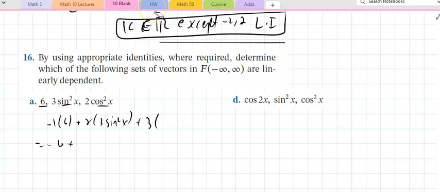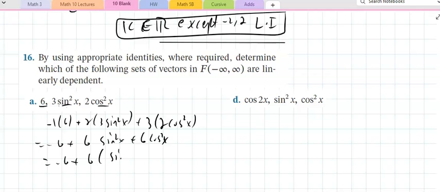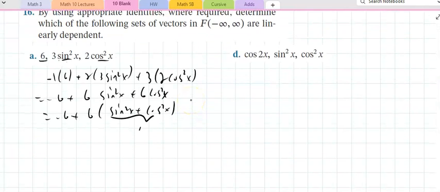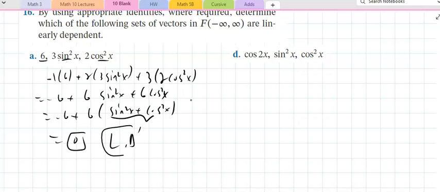I'm so stuck on theta. Old habits are hard to die. 6 sine squared of theta plus 6 cosine squared of x, not theta. That would be -6 plus 6 into sine squared of x plus cosine squared of x, and we know that that's a 1. So that is 0.